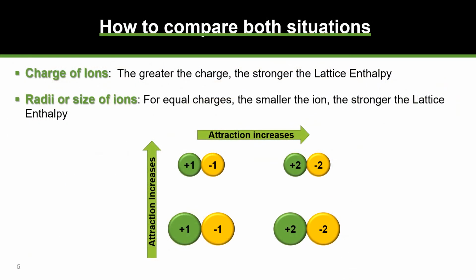Let's summarize the two situations that we analyzed before. In the first one, we have different sizes and similar charges, that is, the bigger the ions, the less attraction they will have, so it's going to require less energy to separate them. And in the case of the same size or similar size, like the ones at the top here, the one with more charge is going to have a bigger lattice energy.